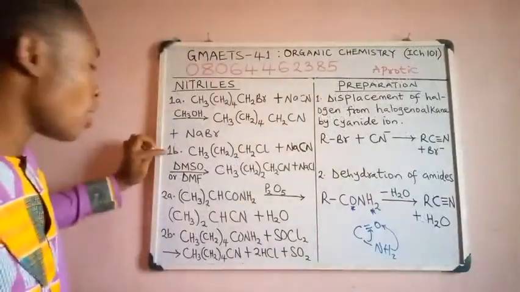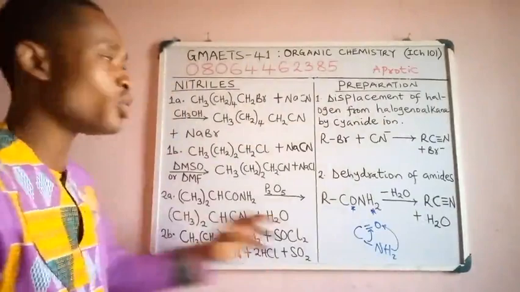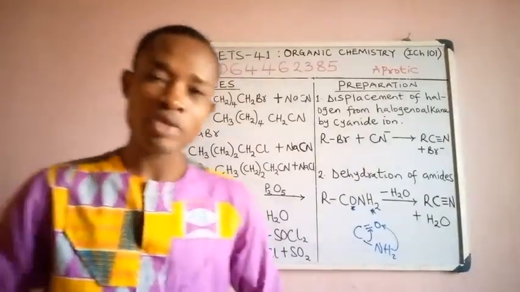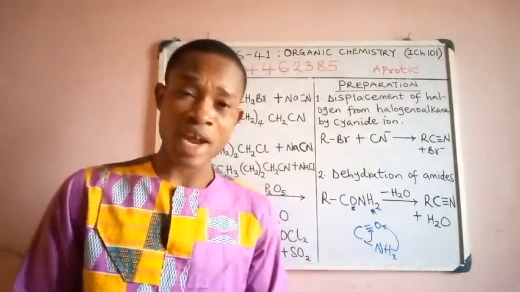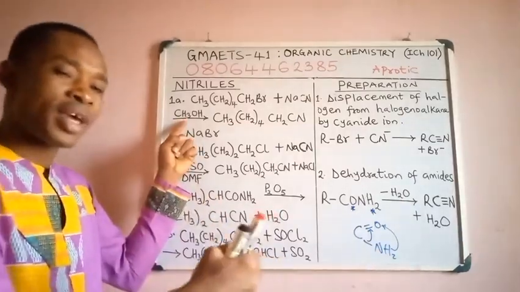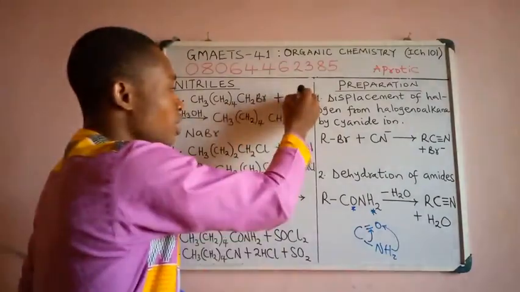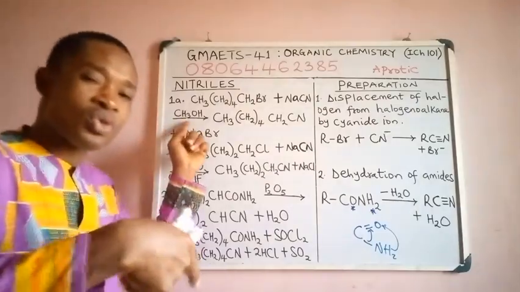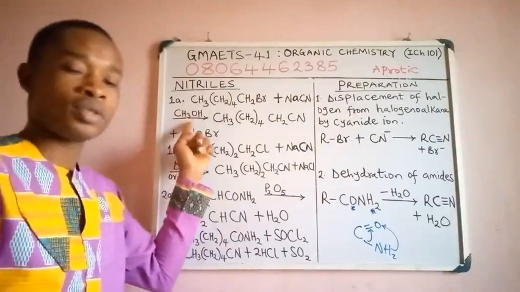We have 1A and 1B for the displacement of halogens from halogenoalkane using a cyanide ion. The 1A and 1B are similar reactions. The only difference is the solvent, the solution we use during the reaction, okay? Now, in the first case, when we are hitting the halogenoalkane with sodium cyanide, we may choose to use ethanolic or methanolic solution.